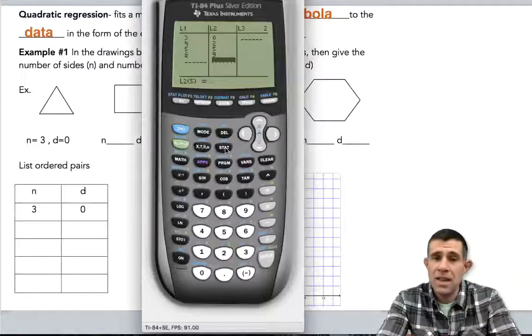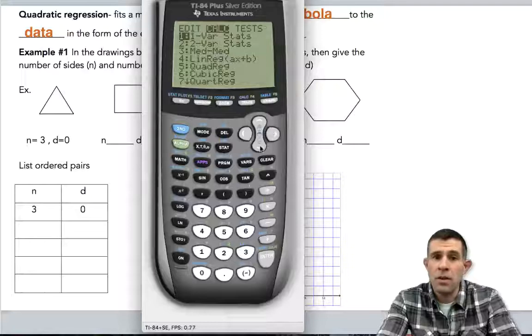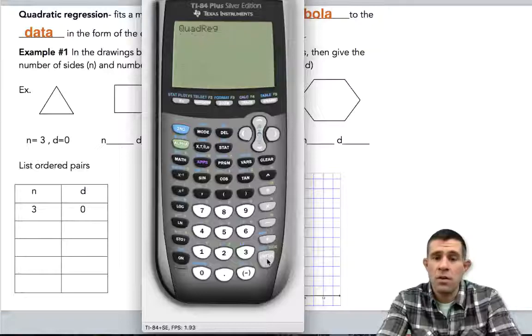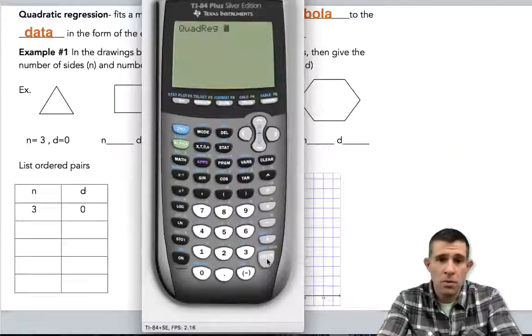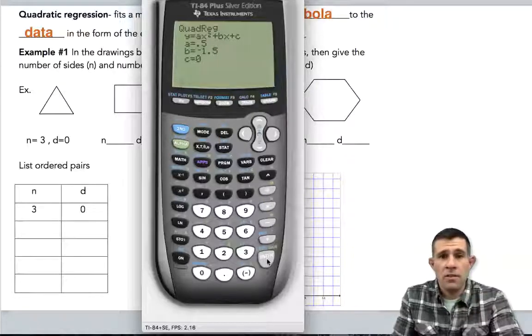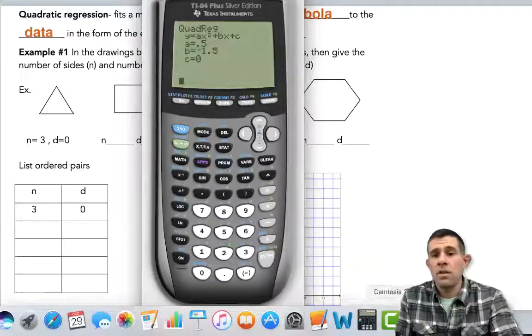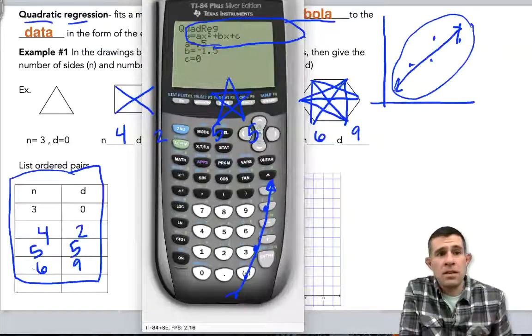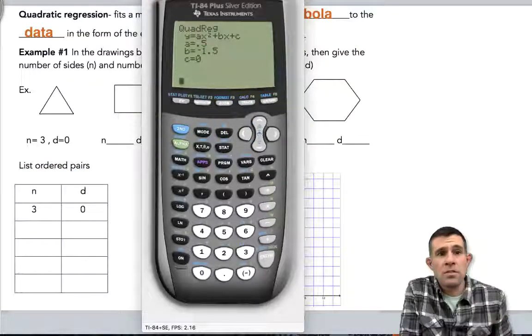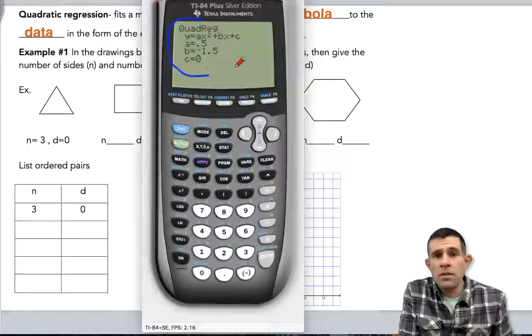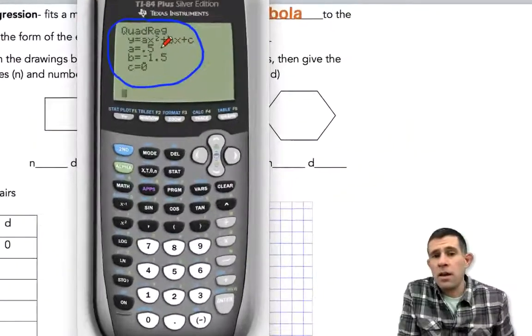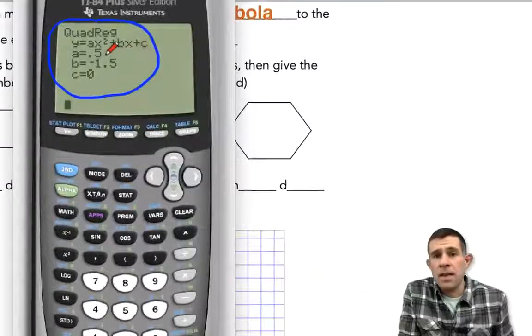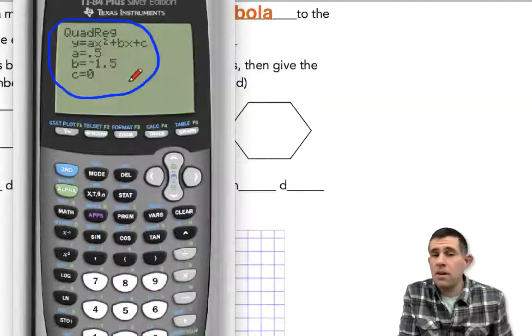And now we're going to go back to stat, and now we're going to arrow over to calc. And if you go down in here to number 5, you see that says quad regression. So we're going to press enter on quadratic regression, and it's going to ask us what we want for list 1 and list 2, or independent and dependent variables. Just go ahead and keep pressing enter because they're in list 1 and list 2. And you can see here now that it's going to give us the values for A, B, and C. Now let's just take a look at this so you can see what we're looking at here. Quadratic regression. It's going to follow this form of y equals ax squared plus bx plus c, and it's going to tell us that a is 0.5, b is negative 1.5, and c is 0.